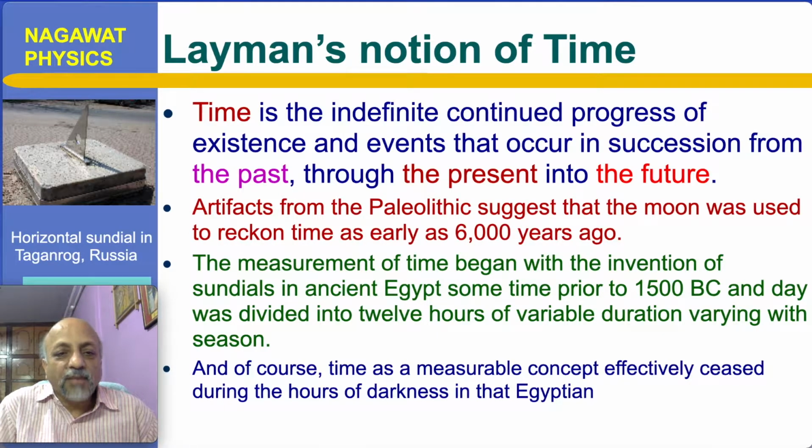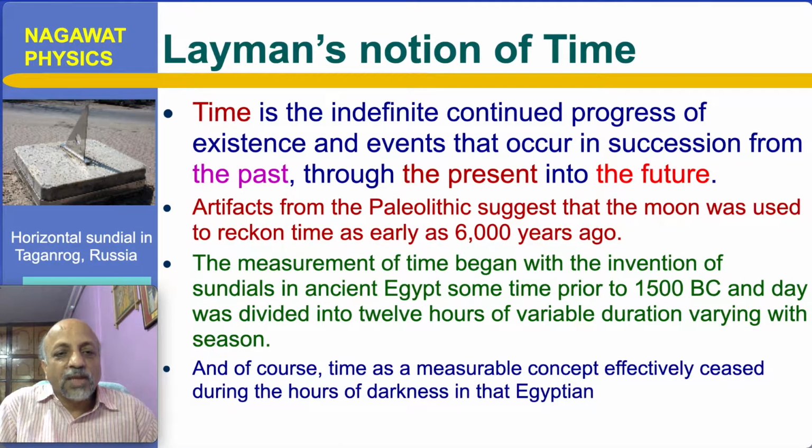The measurement of time, it is said, began with the invention of what we call sundials. One of the sundials is shown, which is located in Russia, in the picture above me. The measurement of time began with the invention of the sundial in ancient Egypt sometime prior to 1500 BC, and the day was divided in that period into 12 hours, but these 12 hours were not of the same duration. These 12 hours were of variable durations, and they also varied with the season.